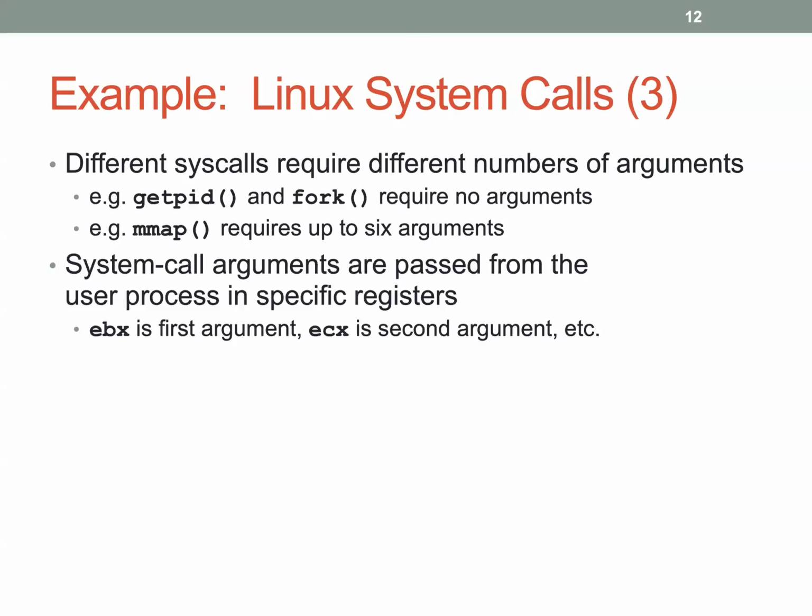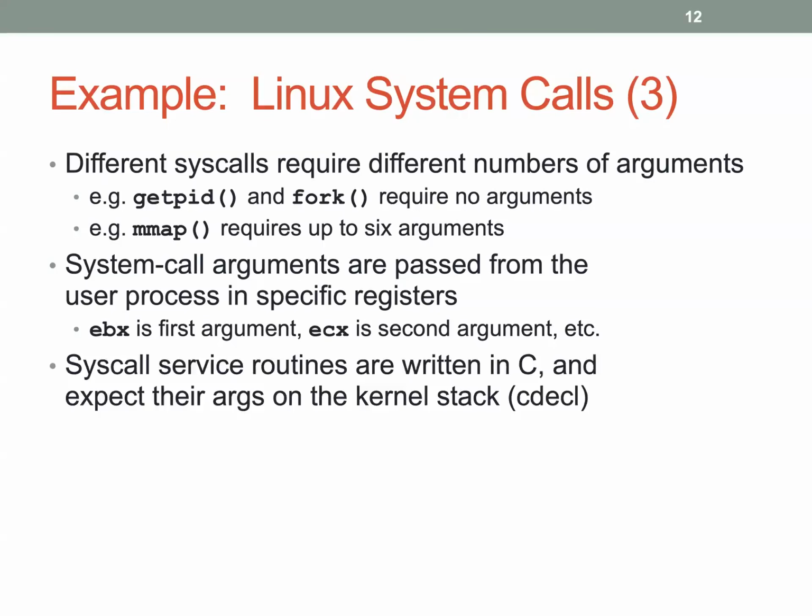So the system call arguments are going to be passed from the user process in specific registers. Now I should probably be specific here. On IA32 Linux and on x86-64 Linux and on Windows, system call arguments are passed in specific registers. If you're talking Pintos, Pintos does it differently because Pintos is an instructional operating system and wants to give you experience accessing user memory. So this is the real world discussion right now. EBX will be the first argument, ECX is the second argument, and so forth.